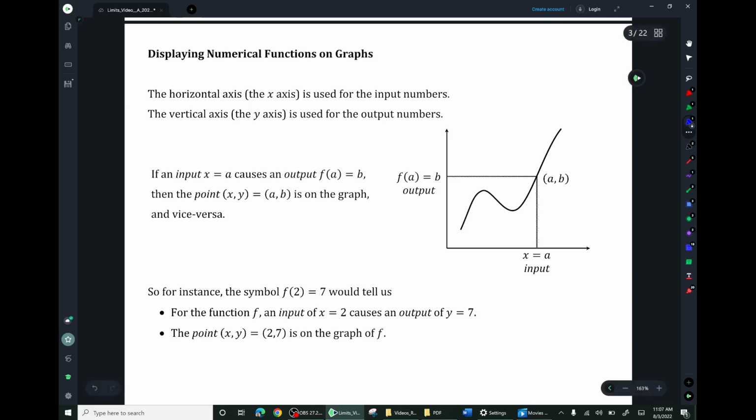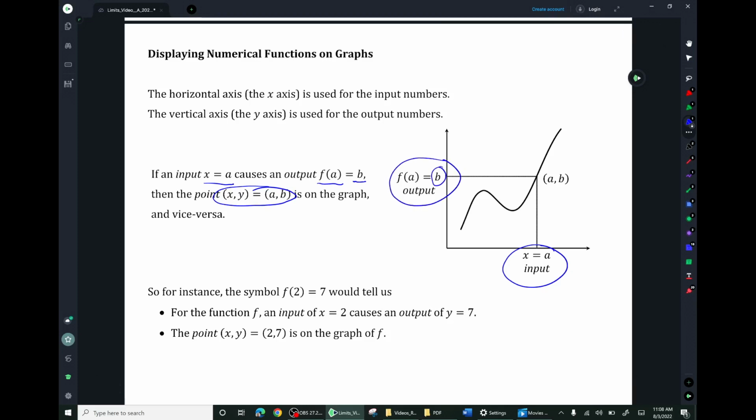Well, the key thing is this. If an input number x equals a causes an output number of b, that's denoted by f parentheses a, or f of a, so we'd say f of a equals b, or the resulting output is b. If you have that situation, then the point with xy coordinates (a, b) is on the graph, and vice versa. So in this picture, we can see the number x equals a was used as input, and the resulting output was the number b, that's denoted by the symbol f of a equals b.